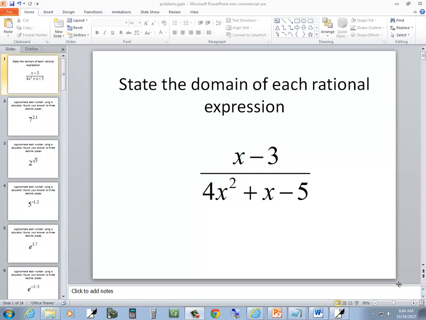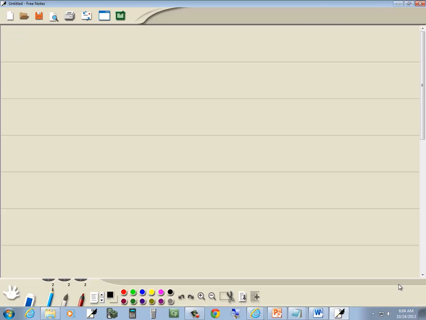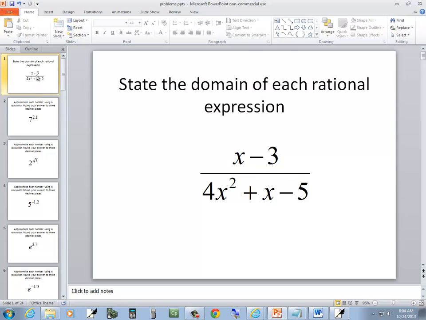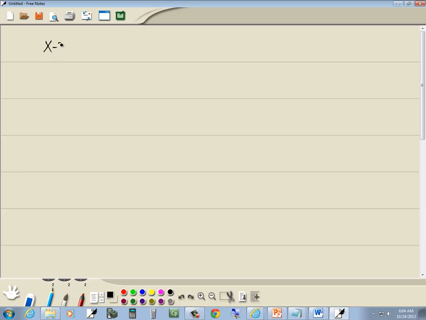In this problem, we want to state the domain of each rational expression. We've got x minus 3 over 4x squared plus x minus 5.